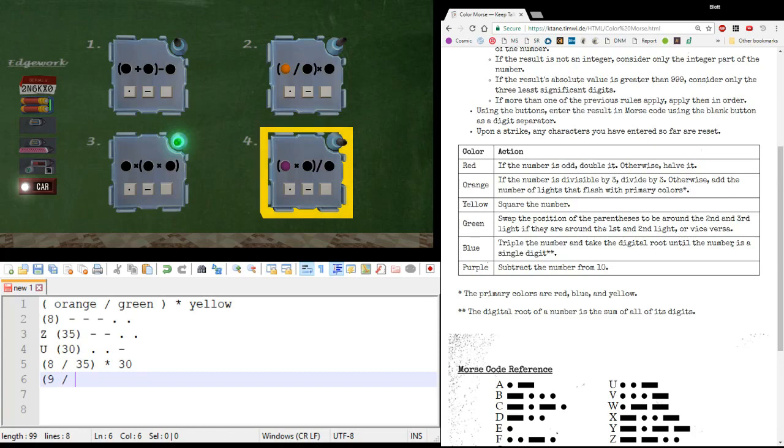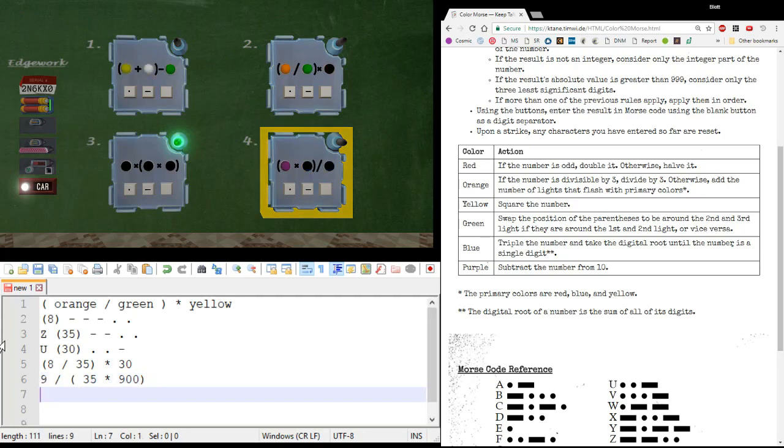Green. Green, swap the position of the parentheses. So we don't actually change the 35, but we do move the parentheses. So instead of being around the first 2 numbers, it's now around the second 2 numbers. 30, yellow. Yellow, square the number. Oof. So we're going to square 30. That gives us 900. Let's pull out the calculator just to be sure, even though we don't technically need it. 35 times 900 gives us 31,500, and 9 divided by 31,500 is 0.000 something.